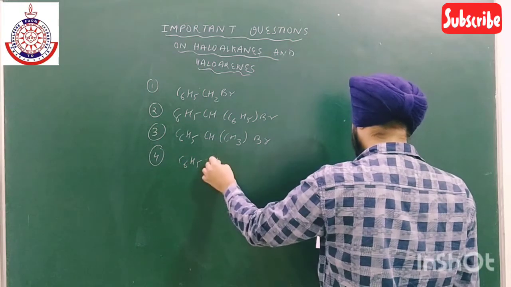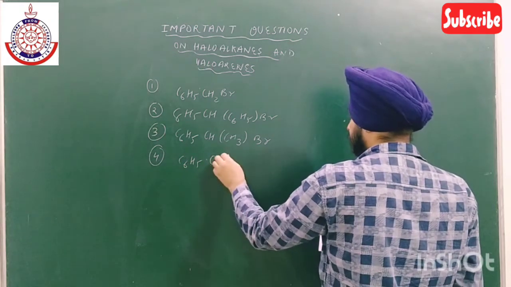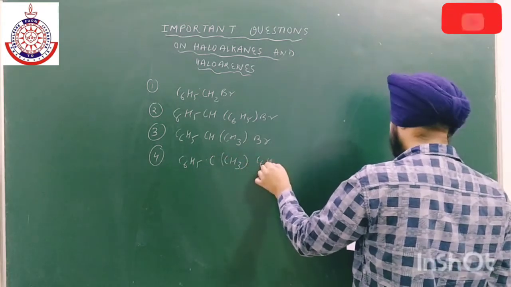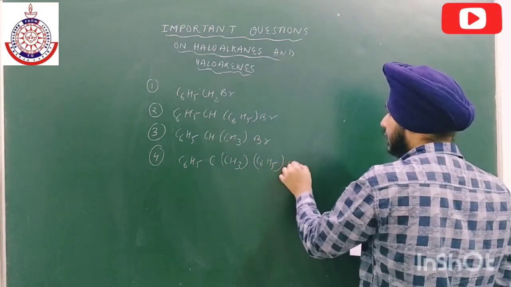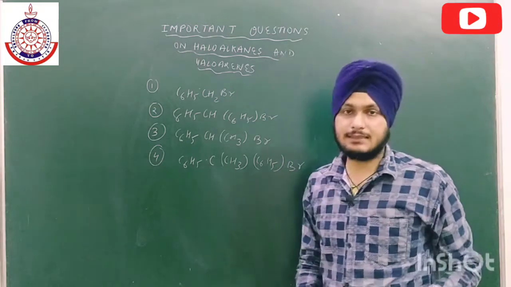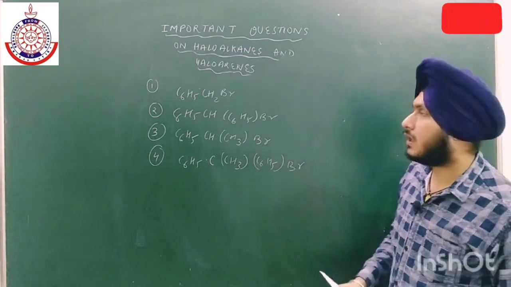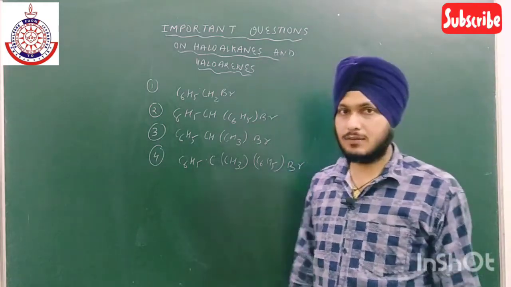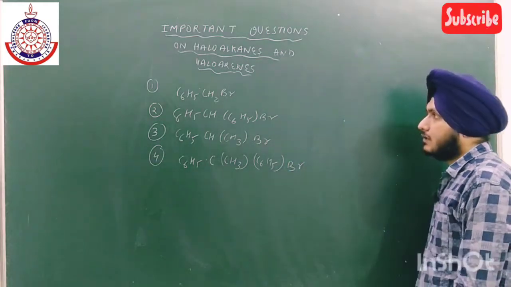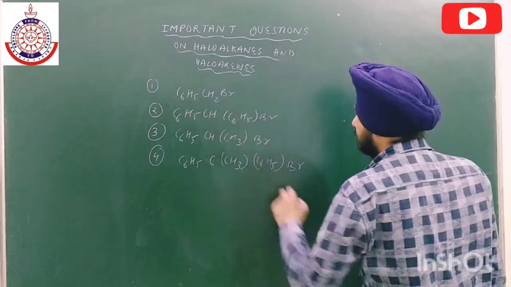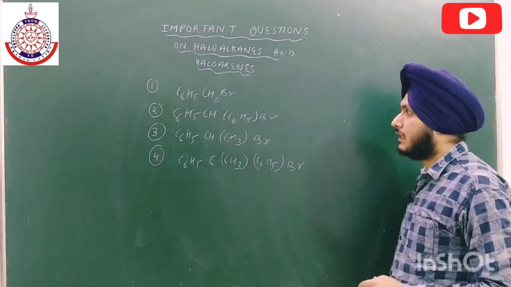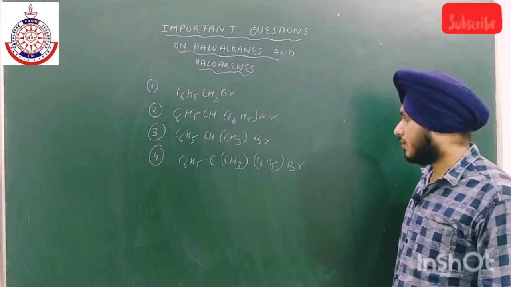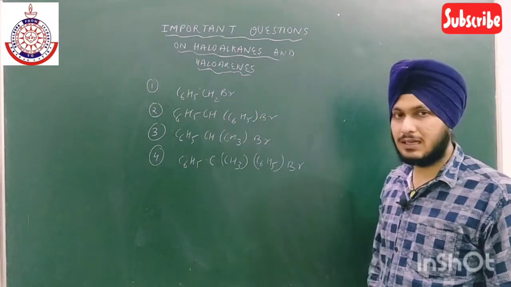C6H5C(CH3)(C6H5)Br. So we have to arrange these compounds in decreasing order of reactivity towards SN1 mechanism. Now if I write these structures in open form, or let us do these as they are.